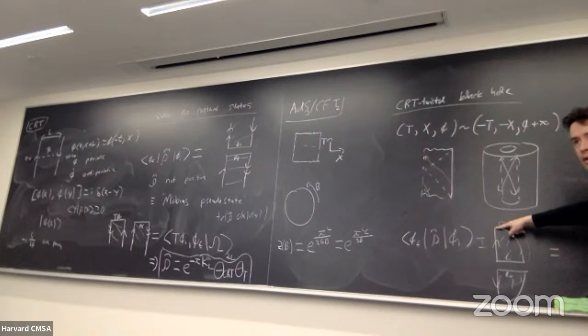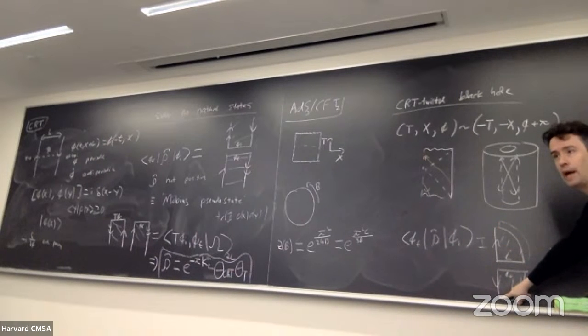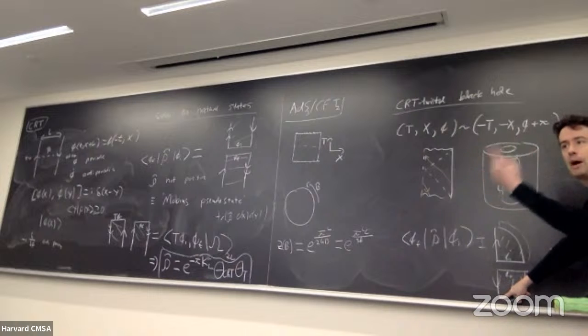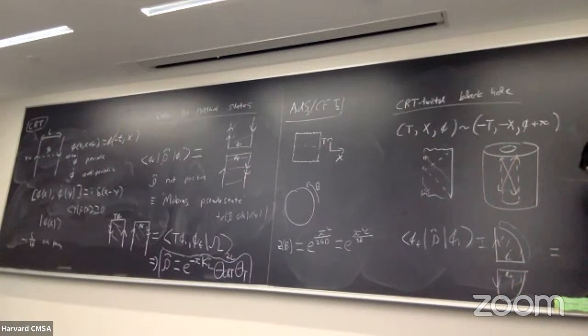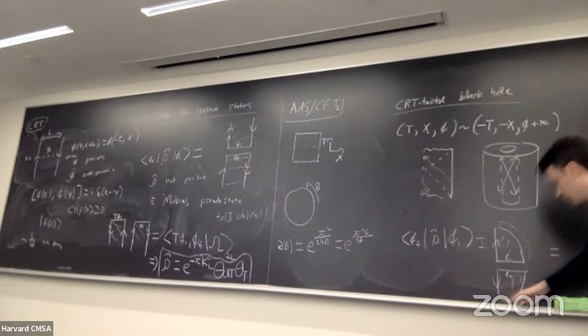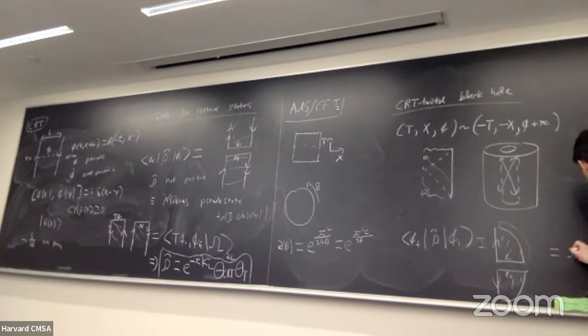Then this is identified with that, but with a rotation by pi along the spatial circle. So I should put e to the i pi j here. And then I should keep going, and do another evolution by e to the minus beta h over 4 to get back up to here. And now that's the final state. So this is the CFT formula for the pseudostate.